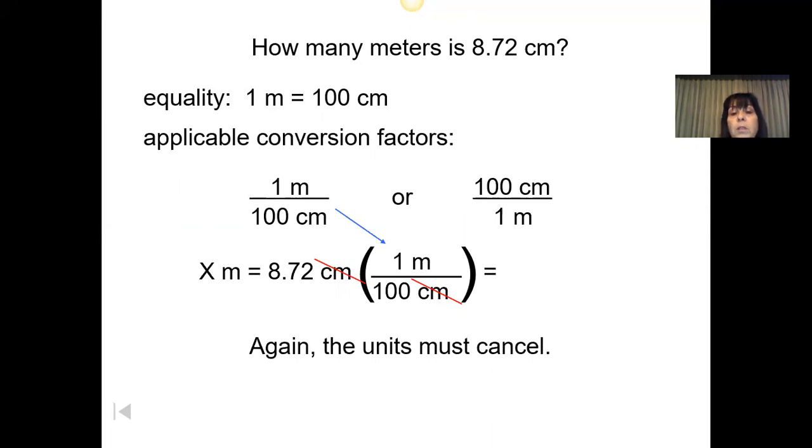The difference in this one is that I will have to divide the numbers that are left because I have 8.72 in the numerator and 100 in the denominator. So you have to divide them, making the final answer 0.0872 meters.